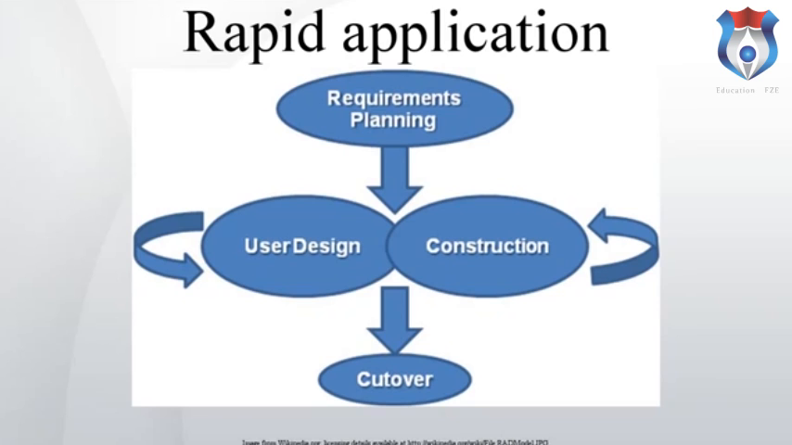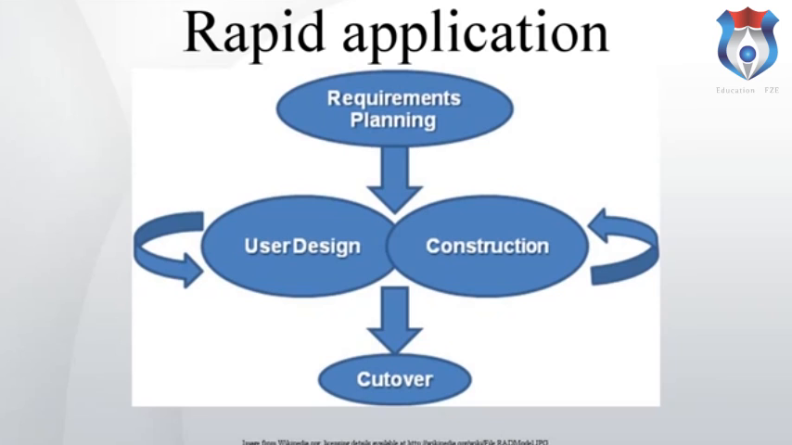Four phases of RAD. Requirements planning phase combines elements of the system planning and systems analysis phases of the system development life cycle, SDLC. Users, managers, and IT staff members discuss and agree on business needs, project scope, constraints, and system requirements. It ends when the team agrees on the key issues and obtains management authorization to continue.